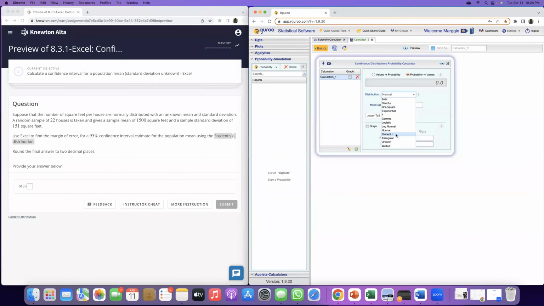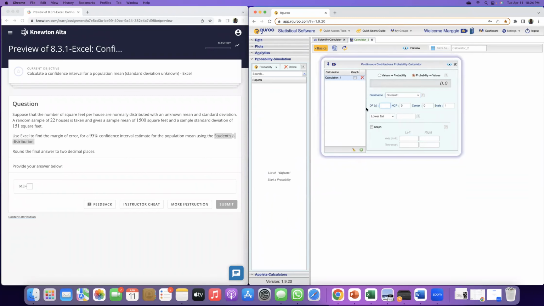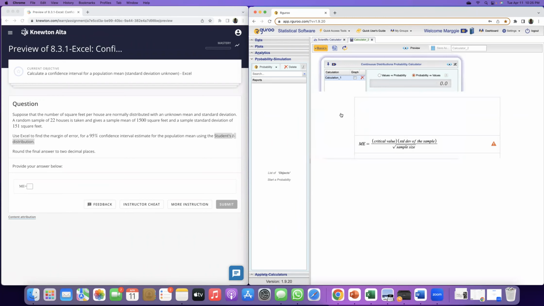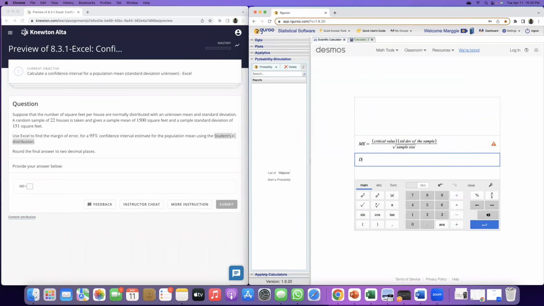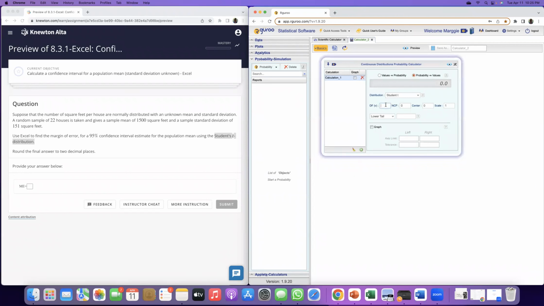All right, and then here, the degrees of freedom is defined as our sample size minus 1. And I'm going to write this in here. It's defined as sample size minus 1. So you have the formulas. So I'll go here. Degrees of freedom is the sample size.